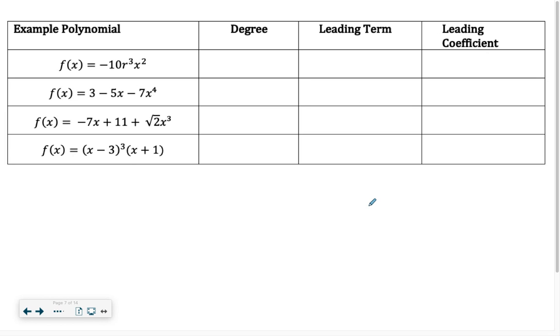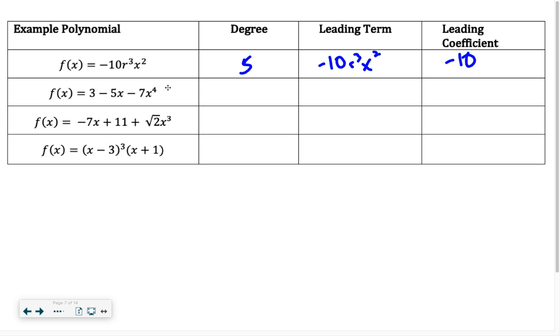So let's look at a few examples here. Let's look at this first polynomial. This just has one term. The degree would be the sum of the exponents of the variables, so the degree here would be 5. The leading term, well, we just said this is all one term, so the leading term would be negative 10r cubed x squared, and the leading coefficient would be negative 10.